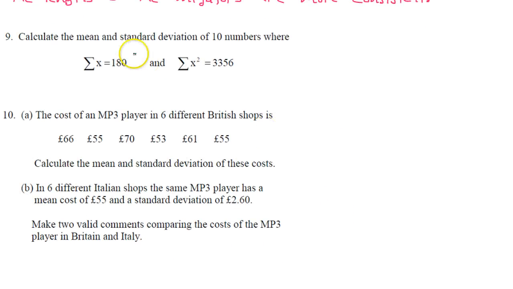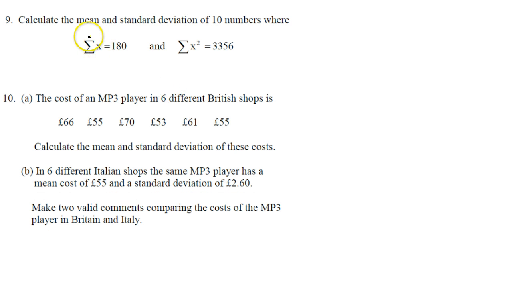Number 9, calculate the mean and standard deviation of 10 numbers where the sum of the numbers is 180, and the sum of the numbers squared is 3,356. From now on, understand that when you see this letter that looks like a weird E, this is a capital Greek letter sigma, and it means sum.